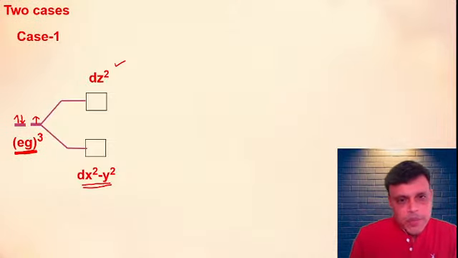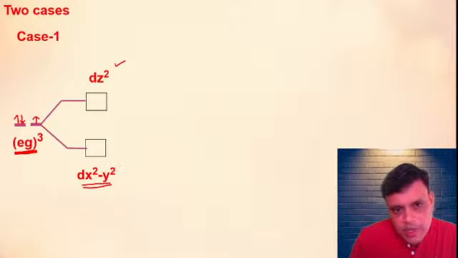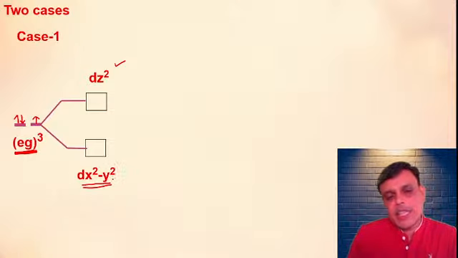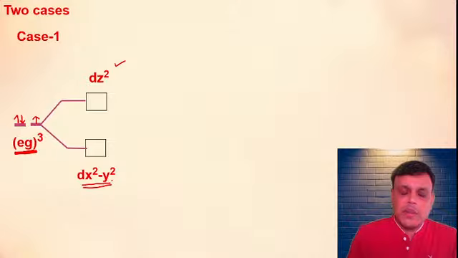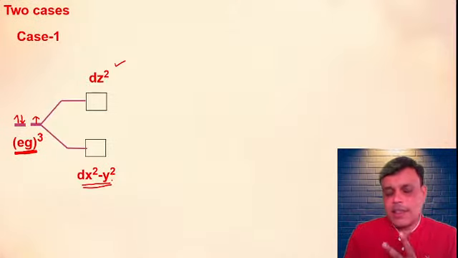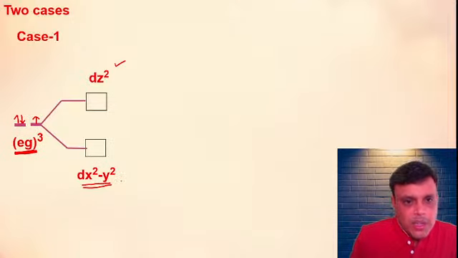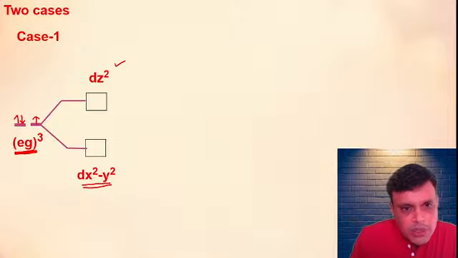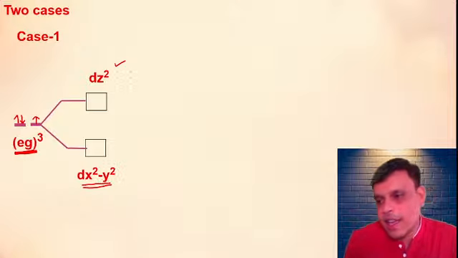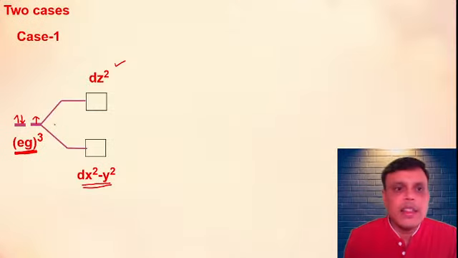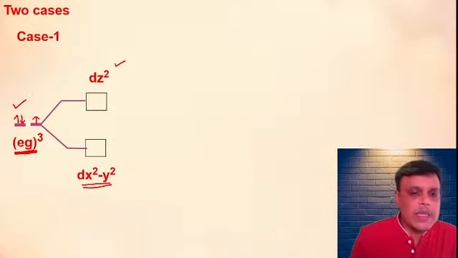So here two cases are there. पहले केस में क्या होगा? पहले केस में dx square minus y square is lower in energy होगा, and in the second case dx square minus y square will be higher in energy. These two cases are there. So let us see for case number 1. In case number 1, dx square minus y square orbital is lower in energy and dz square is higher in energy. ठीक है? Understood? Then you have 3 electrons. आपके पास 3 electrons है.